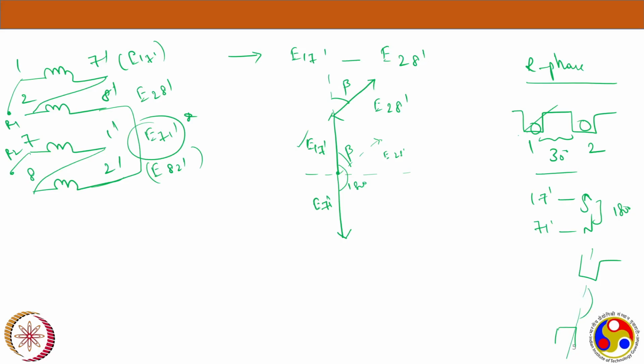Now similarly, this E82 dash is again 30-degree displaced with this particular one. This is how it should be. This is beta, and I'm drawing it here. E82 dash, this will be the beta. Okay, this is how we have connected.